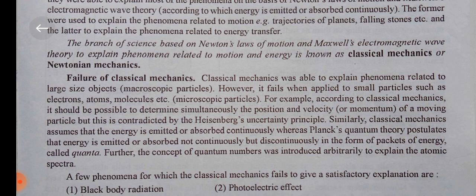Failure of classical mechanics. Classical mechanics was able to explain phenomena related to large objects, that is, macroscopic particles. However, it fails when applied to small particles such as electrons, atoms, molecules, etc. For example, according to classical mechanics, it should be possible to determine simultaneously the position and velocity (momentum) of a moving particle, but this is contradicted by the Heisenberg uncertainty principle.